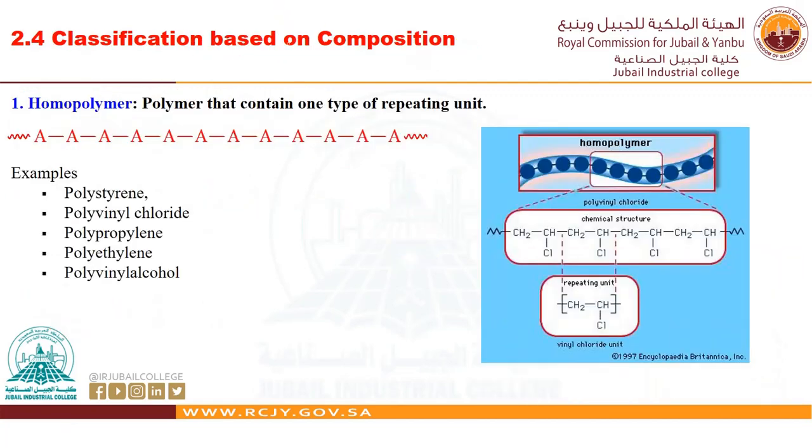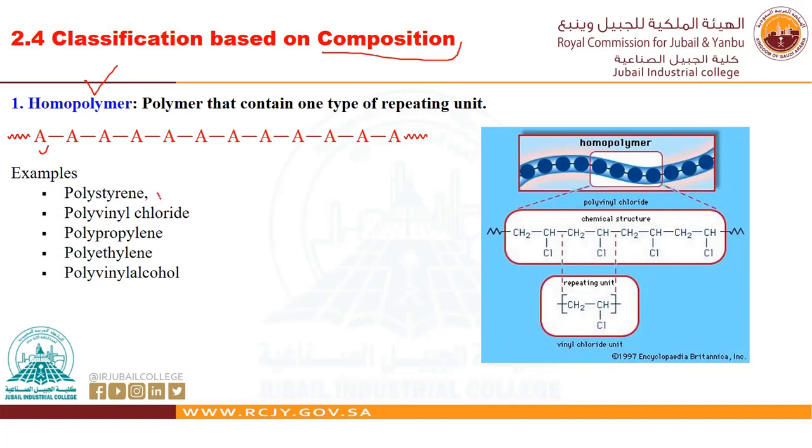Classification based on composition within the polymer, that is, a polymer can be made from one type of monomer, and that is called a homopolymer. For example, if A represents a monomer, then you can have a polymer chain formed from units of A connected together. And because they are made from one type of monomer, it is called a homopolymer.